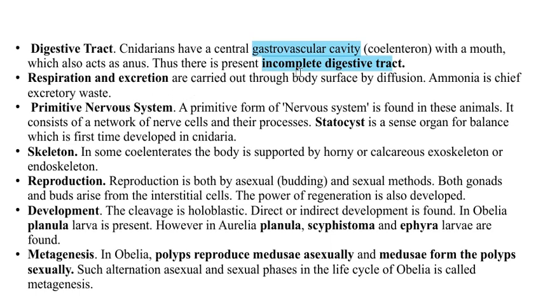Respiration. Respiration occurs through the body surface by diffusion, and excretion also occurs by diffusion through the body surface. Ammonia is the chief excretory waste. Nervous system. They have a primitive form of nervous system. Statocyst is also found in cnidarians, which acts as a balancing organ.